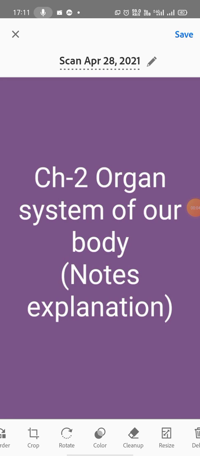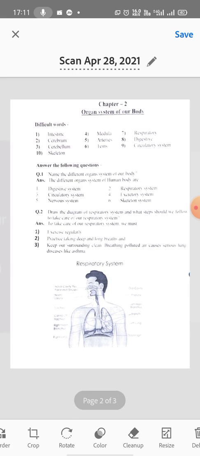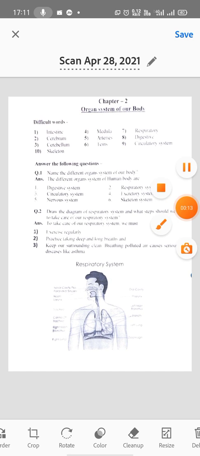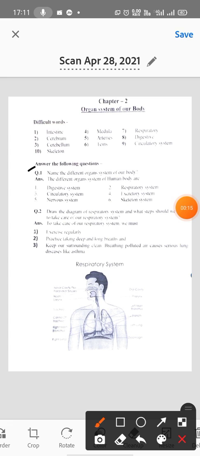Okay, so today's topic is chapter number 2, organ systems of our body, notes explanation. Our first question is: name the different organ systems of our body. We have to name the different organ systems of our body.